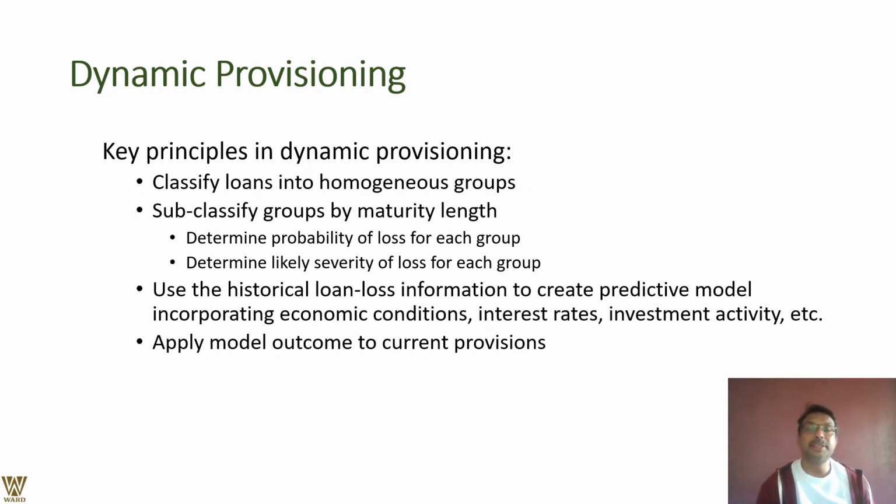Dynamic provisions, as far as the key principles are concerned: you need to classify loans in homogeneous groups, subclassify the groups based on maturity length, determine the probability of loss for each of the groups, and determine the likely severity of loss for each group. Use the historical loan loss information to create a predictive model incorporating economic conditions, interest rate, and investment activity, and thereby apply the model outcome to the current provisions on an as-and-when basis.